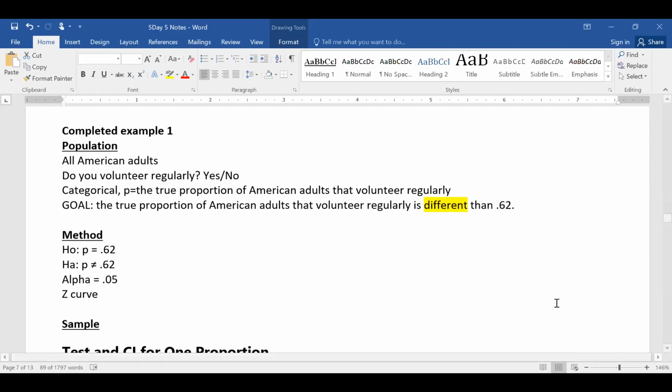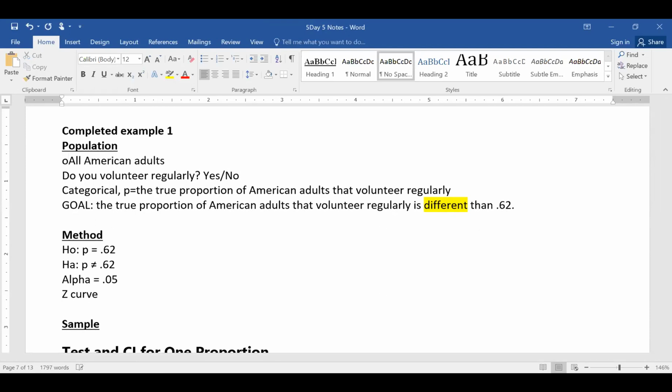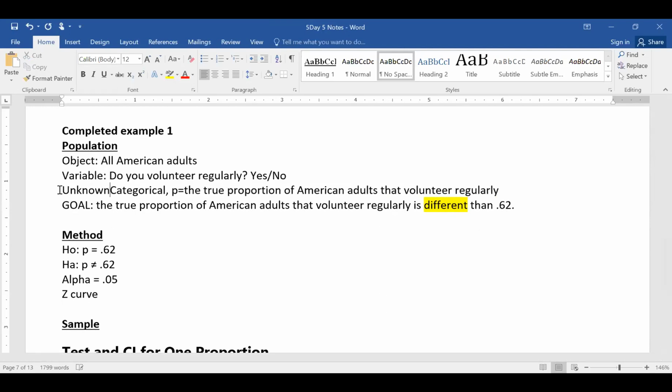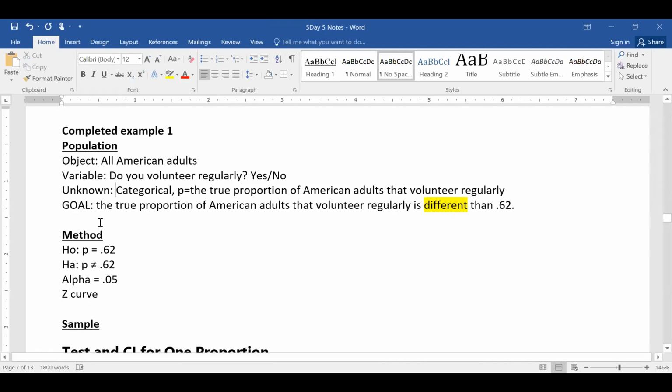Let's keep in mind, I normally have a little more in here. I normally say objects, variable, and then my unknown and my goal, and I don't leave it so blank. That's how I like to see it. So when we're looking at the completed example, the population step has objects, variable, unknown, and goal.